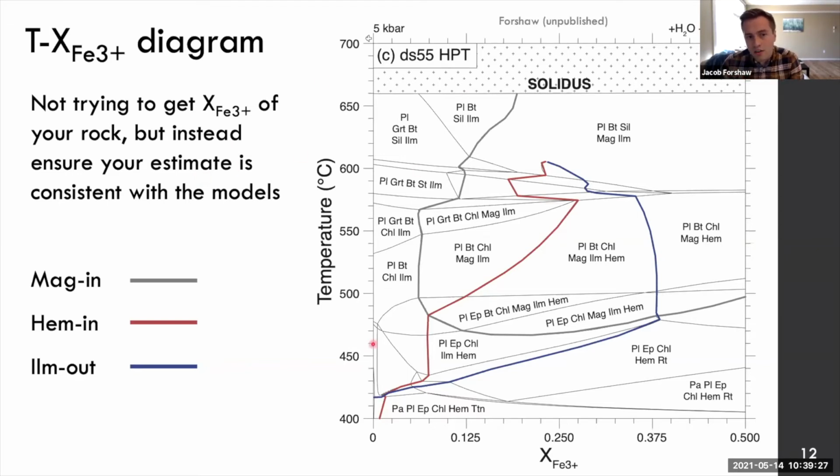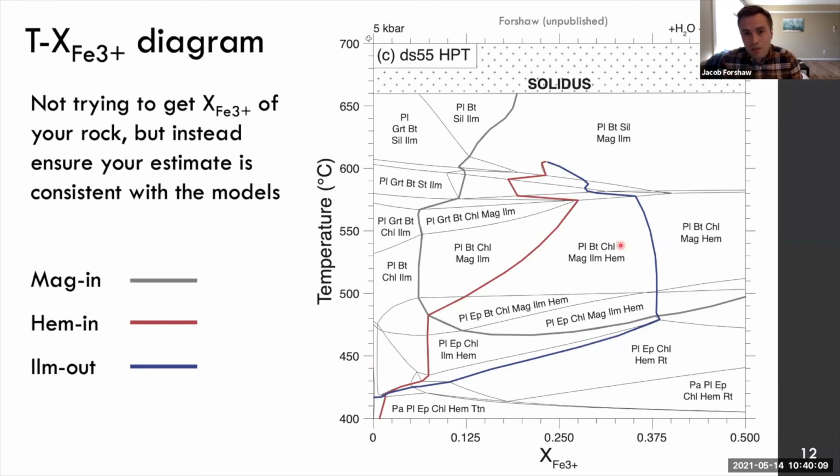And so on the right-hand side here, I put this for 5 kilobars and temperature from 400 to 700 degrees C, XFe3+ diagram from 0 to 0.5. And you'll see that this is really nice. You can look at the oxide phases in this average metapelite, and it's ilmenite at lower XFe3+ values. And as we increase, we add magnetite to the assemblage, followed by hematite, and then ilmenite leaves the assemblage at these broad amphibolite facies conditions. And so if you know the oxide phase in your rock and you understand the other silicate phases, you can perhaps start to use this to make sure the estimate you make fits with what you're using in the models.